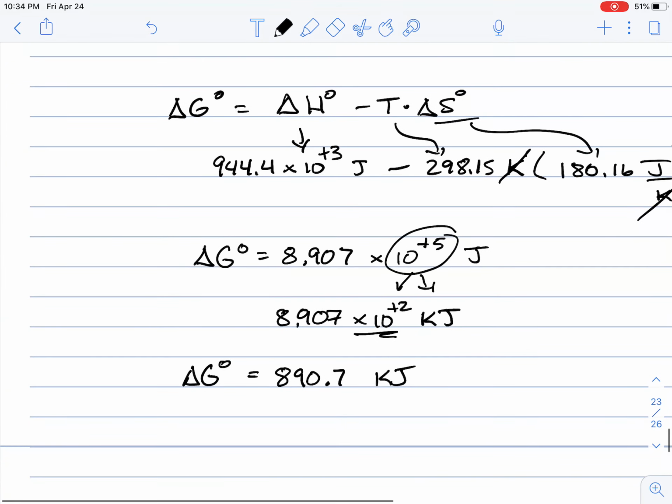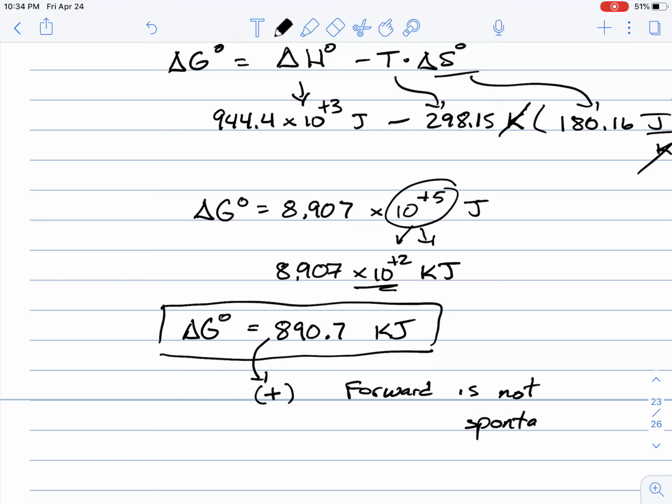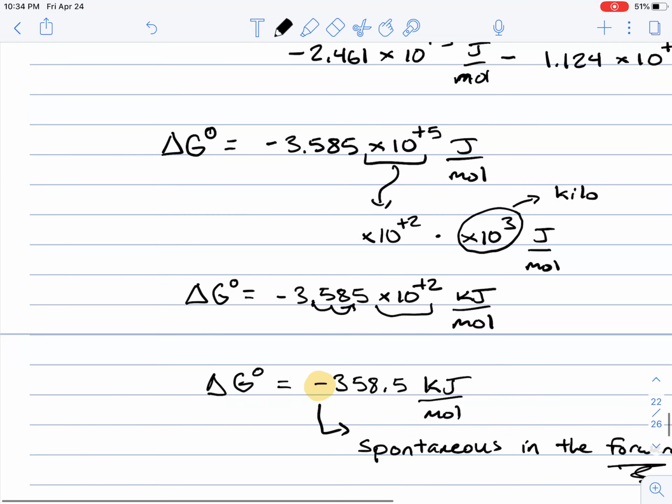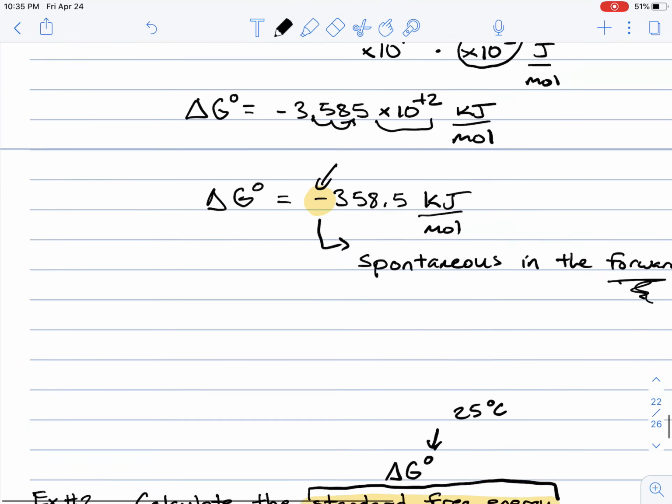Now I've figured out the value of my standard Gibbs free energy. But if you look at the sign for this value, the sign is positive. I don't see a negative. And so this is telling you that the forward reaction is not spontaneous. Whereas if your answer is negative, then it is spontaneous in the forward direction.